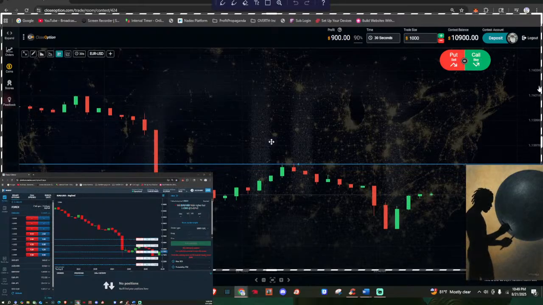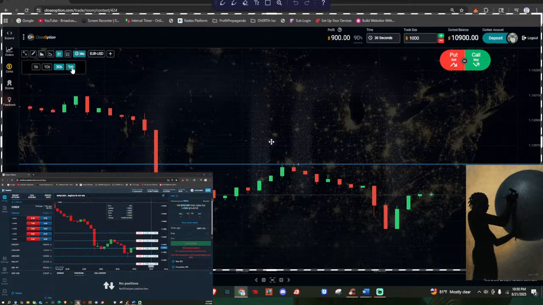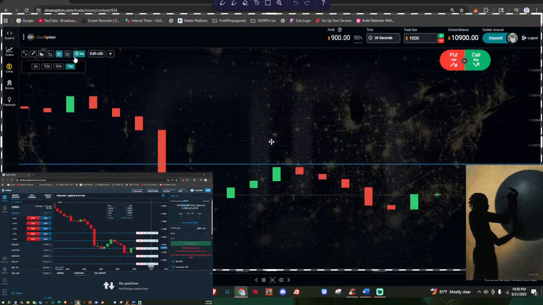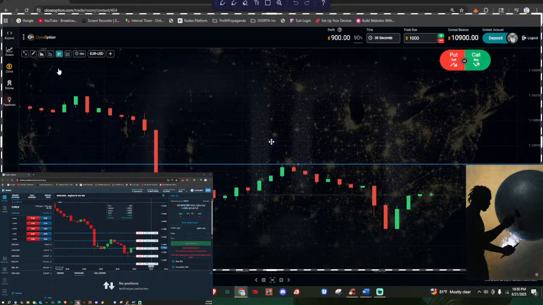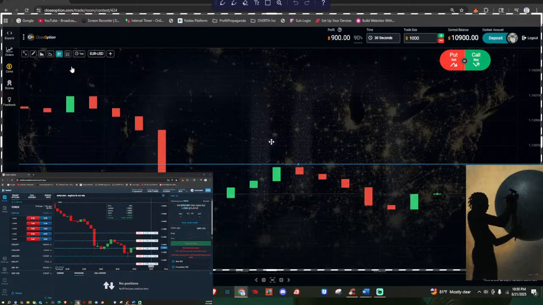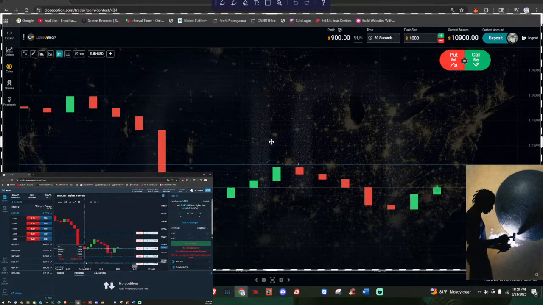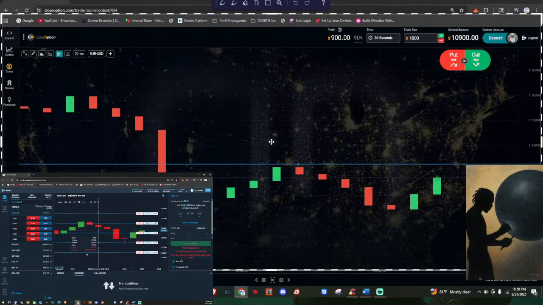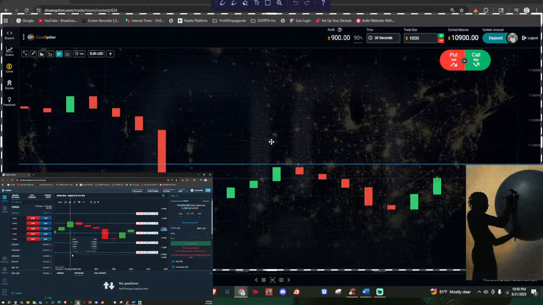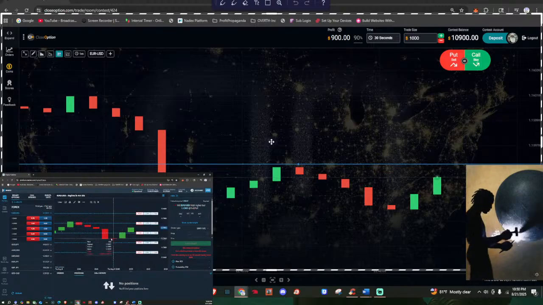And here, I can change the view of the candles. I'm looking at 30-second candles. I can change it to 1 minute. The cool thing about when I do that is that they look almost identical to these candles. So that's kind of cool.